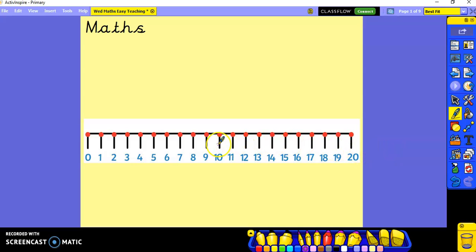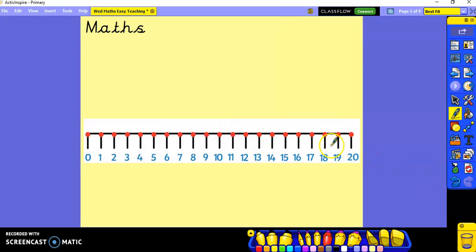This time I'm going to start on the number 6 and we're going to count on 5 bounces. 1, 2, 3, 4, 5. Where have we landed? Well done, we've landed on the number 11.